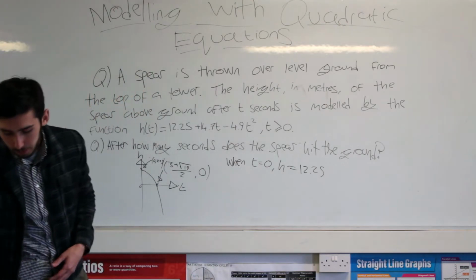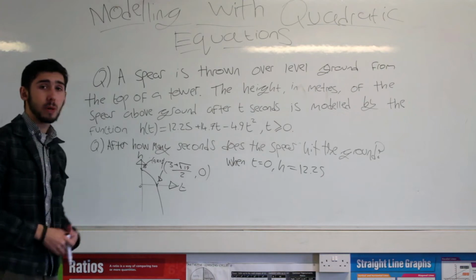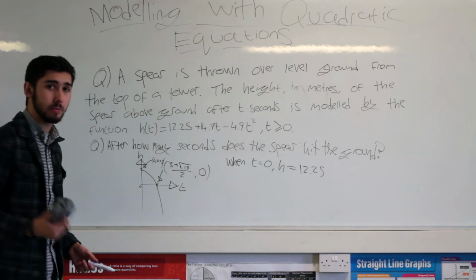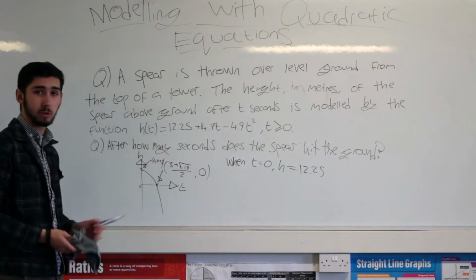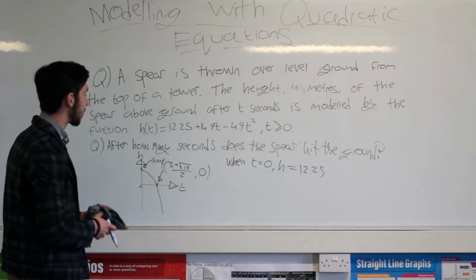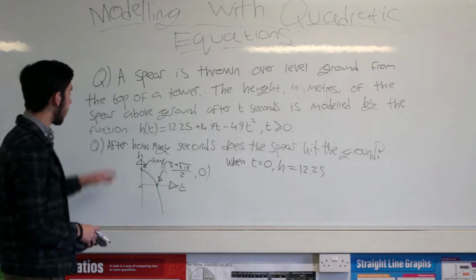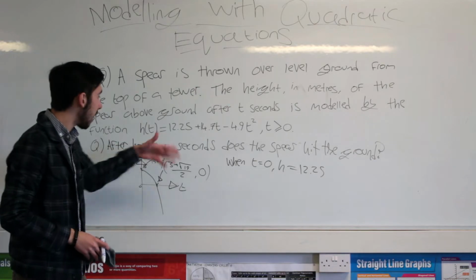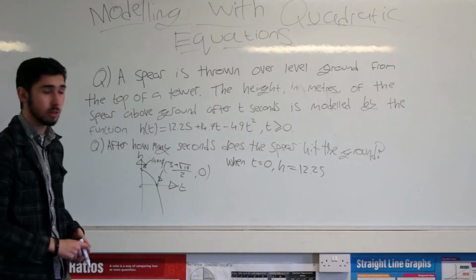So many reasons, okay? That actually could be a 1-mark exam question in and of itself, by the way. Interpret the value of the 12.25. So the answer there would be, that's the height that it's thrown from, okay? So the real question is, after how many seconds does the spear hit the ground?